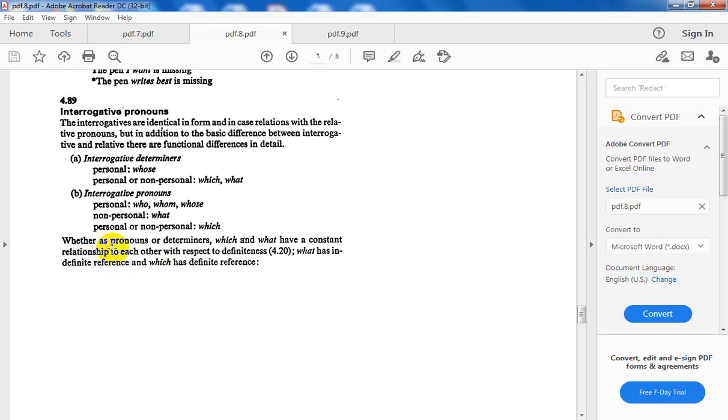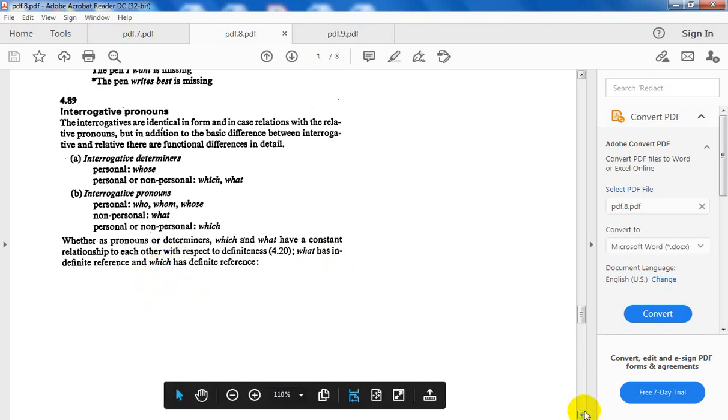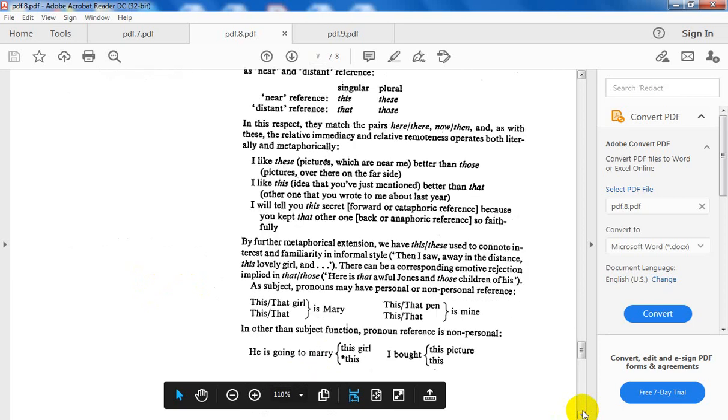Whether as pronouns or determiners, which and what have a constant relationship to each other with respect to definiteness. What has indefinite reference and which has definite reference. This is the difference in function, the relation to definite or indefinite. Let us see what it means. Okay, it's just like this.